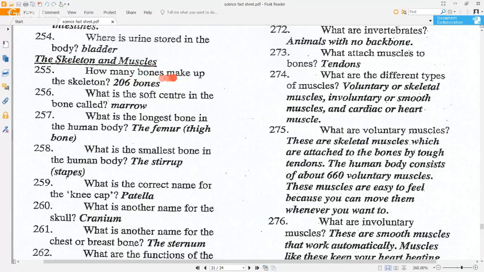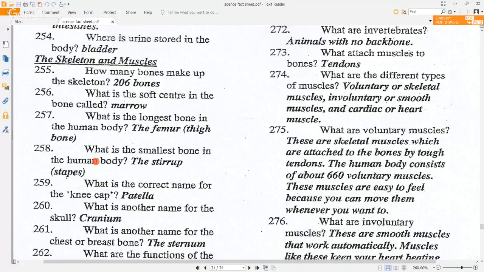So, how many bones make up the skeleton? 206. What is the soft center of the bone called? That would be the marrow. What is the longest bone in the human body? The femur or the thigh bone. The smallest bone in the human body, the stirrup or stapes. Remember, we had said the other day the ear has three bones. You cannot miss them: hammer, anvil, and stirrup, malleus, incus, and stapes.